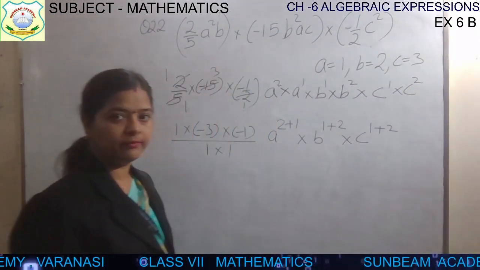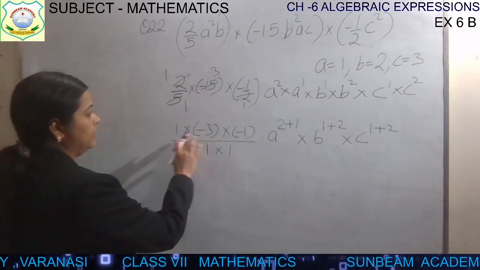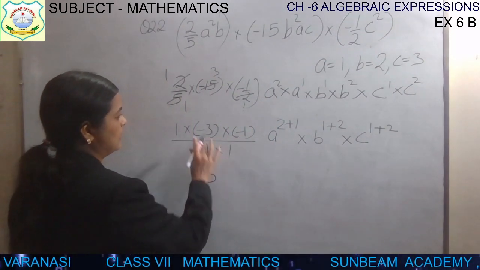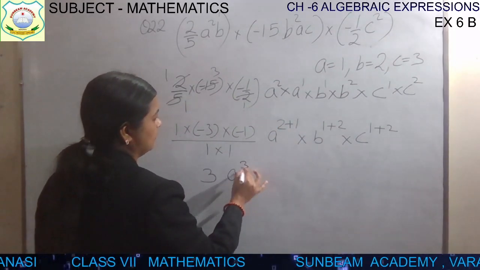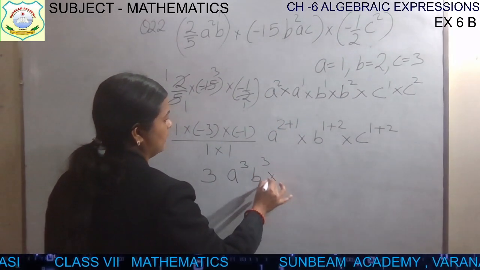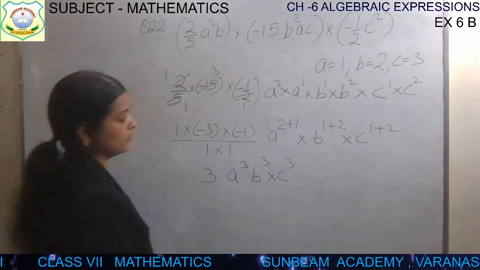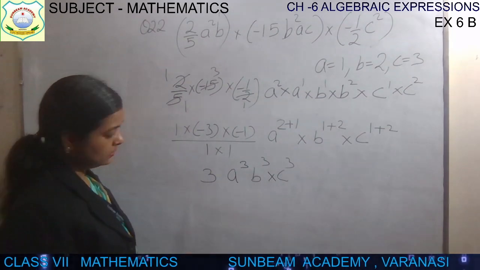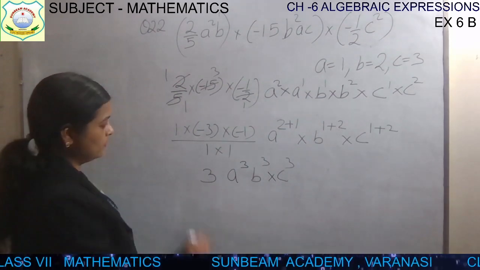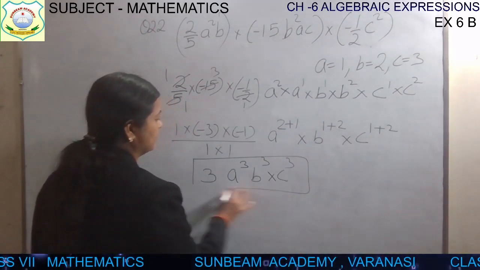In this way we will solve it. 1 into 3 into 1, 3 will come, minus will become plus. Then A to the power 3, B to the power 3 and C to the power 3, children. Now it's turn to substitute the value. This is our final answer, when you will multiply it.